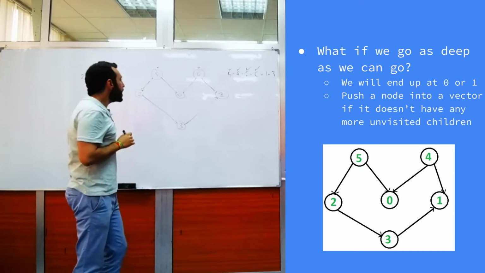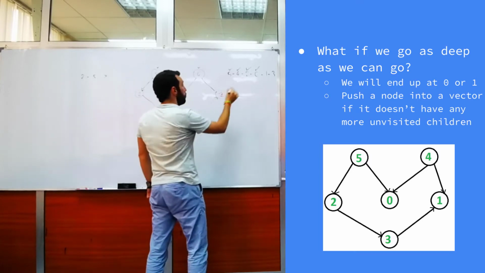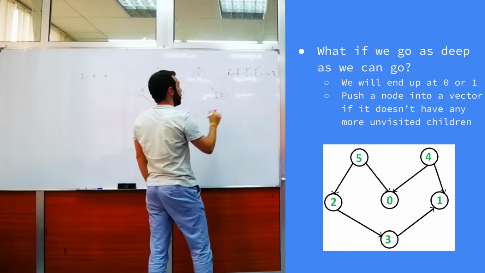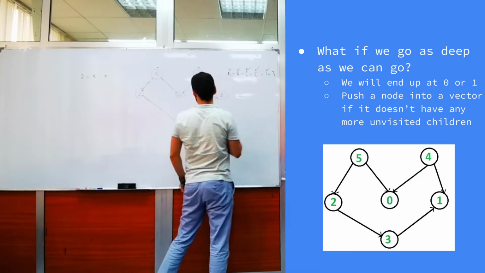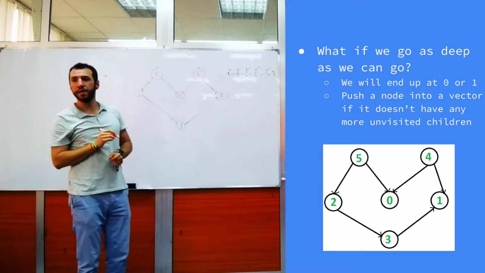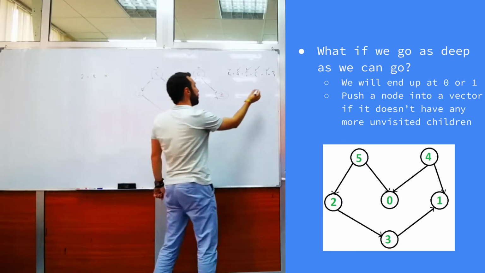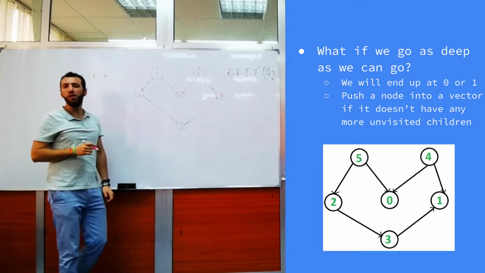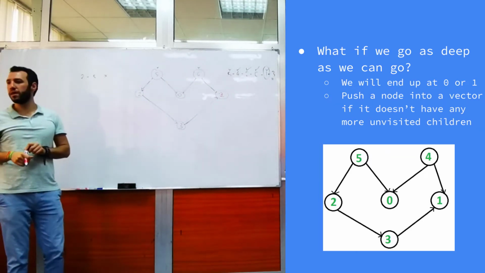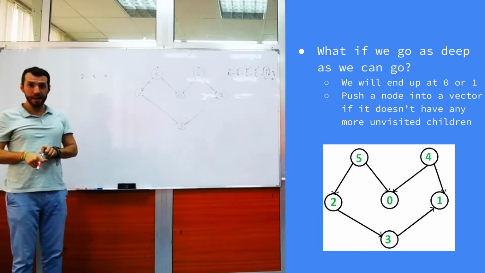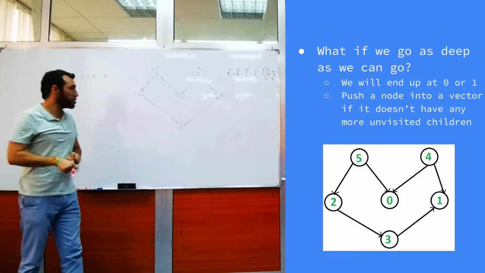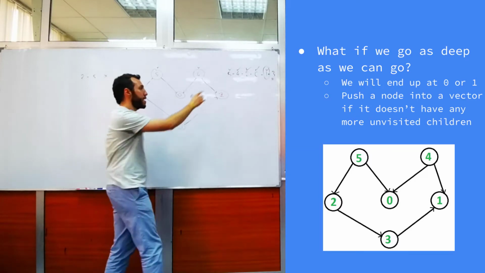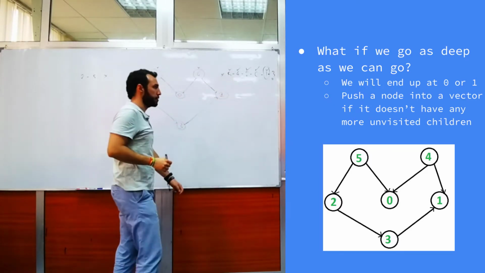And here we have 1 appearing. This is fine, but now that we come to 3, 3 actually appears after 1. Therefore, what can we say about this ordering? It's not a topological order. Because by the rule, 3 has to appear before 1. And that's not the case in this ordering.